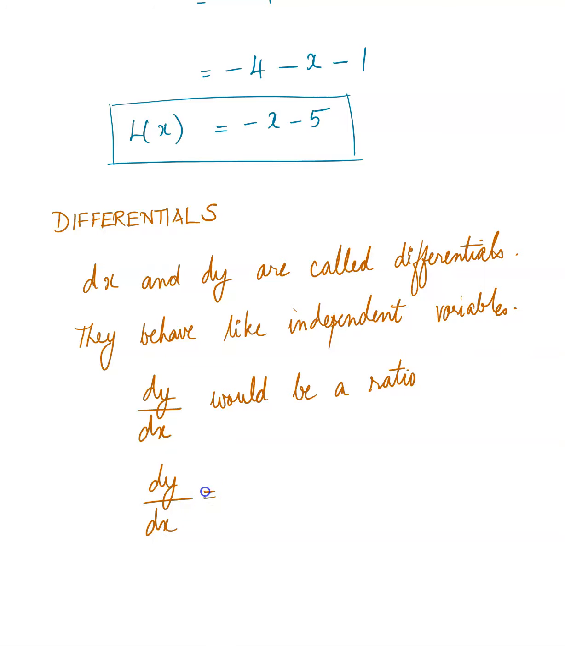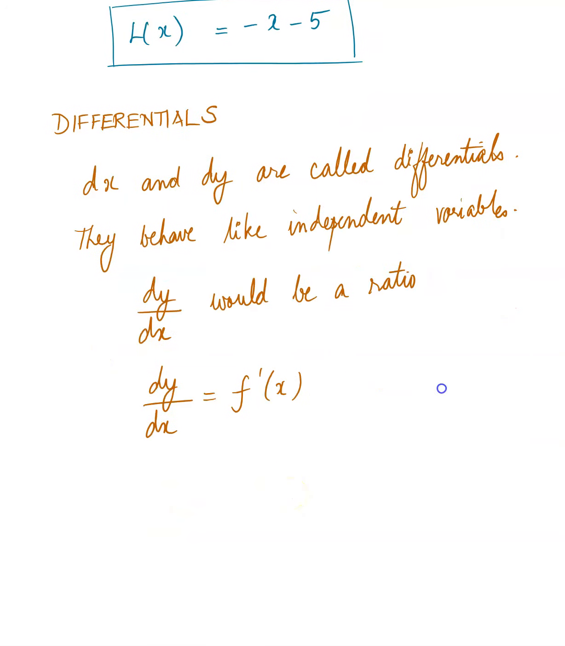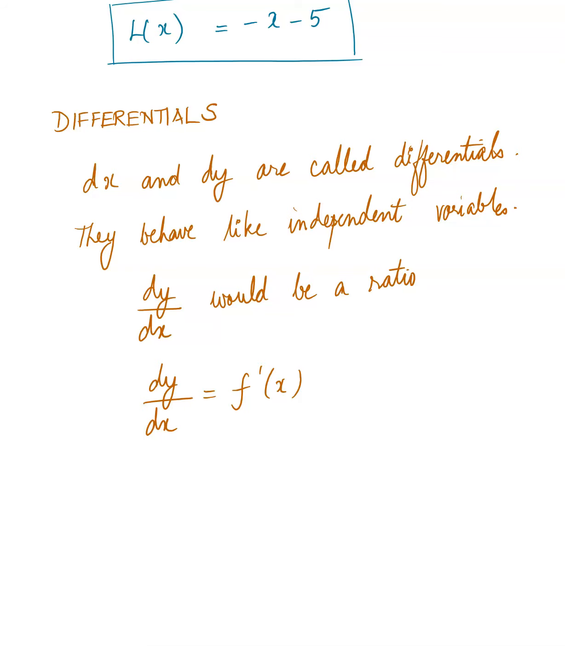Dy over dx is our f prime of x, right? We understand that. These two notations are coming together, the prime notation and the d notation. Because they behave like a ratio, like independent variables, I can just multiply both sides by dx, and it appears like dy is f prime of x times dx.